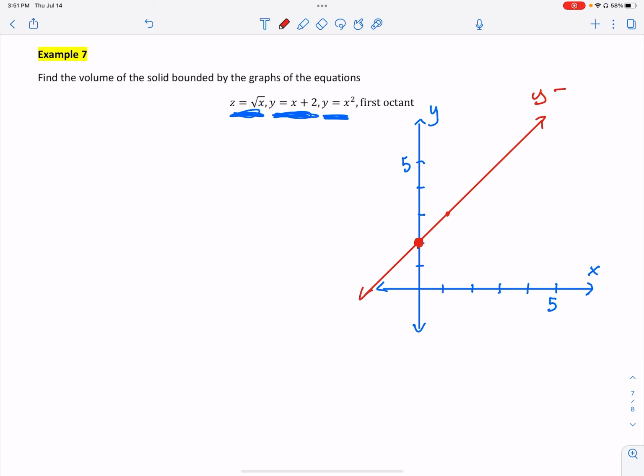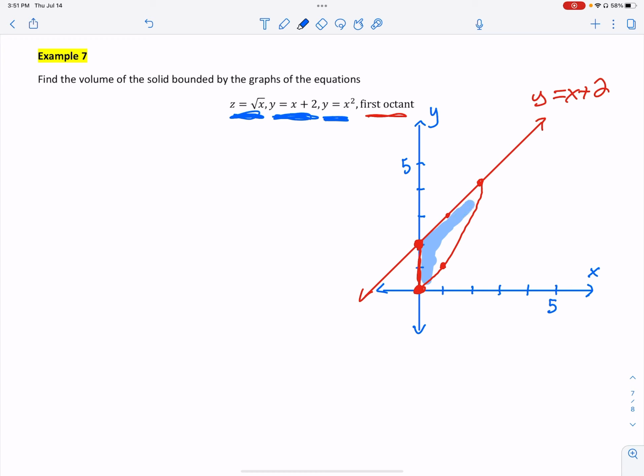This is y equals x plus 2. We also have the parabola that goes through there. 0, 0, 1, 1, 2, 4. So it looks like it's going to intercept right in there. Right, and then they also said the first octant. So there's my first octant. So it's everything that is inside of here. We're going to find the volume over this region, for the surface z equals square root of x. Okay, so my volume then.